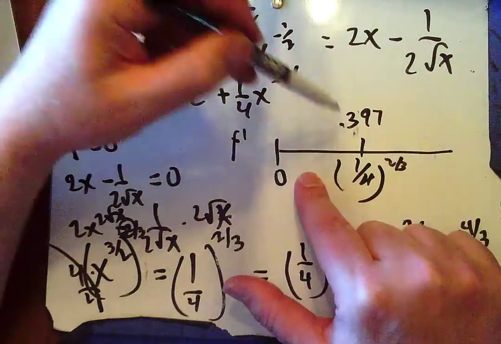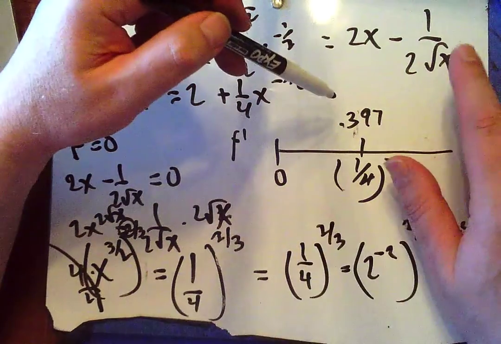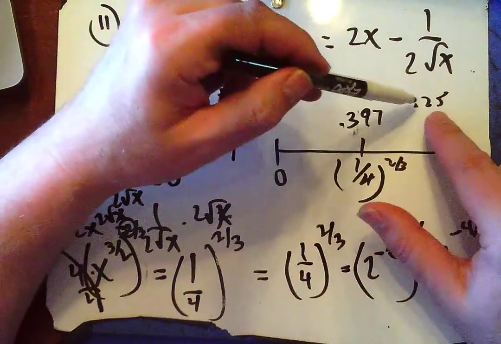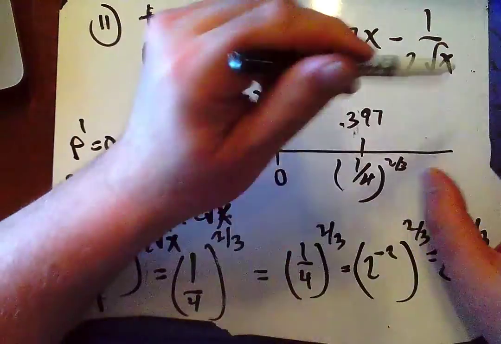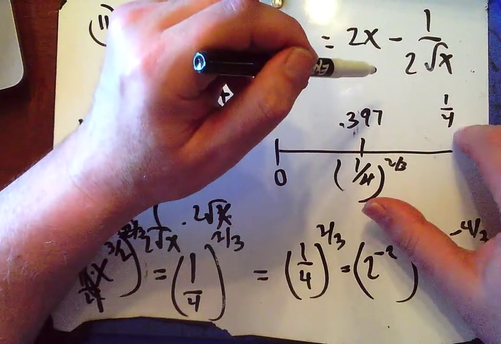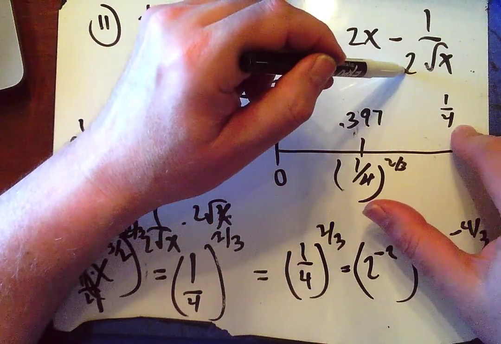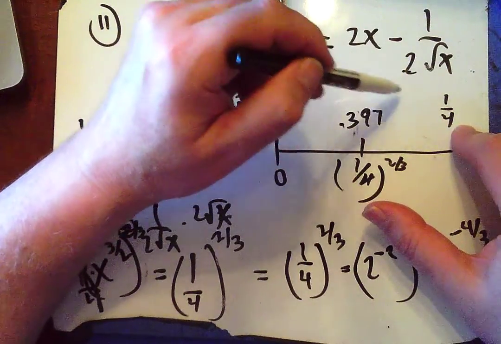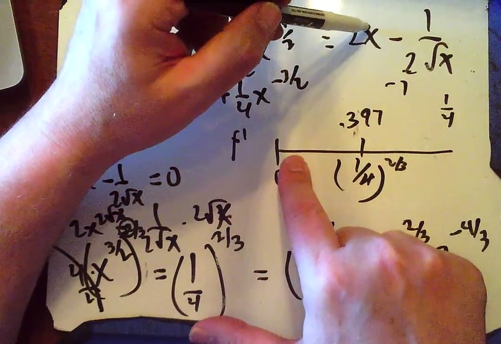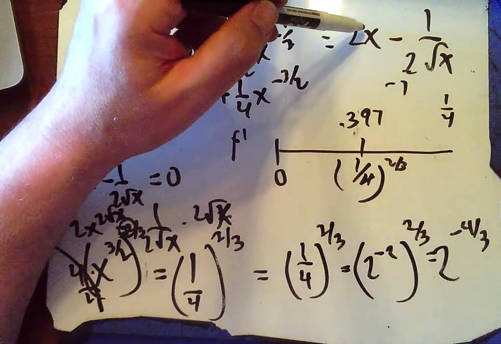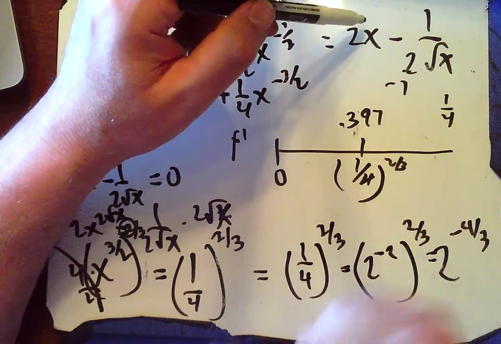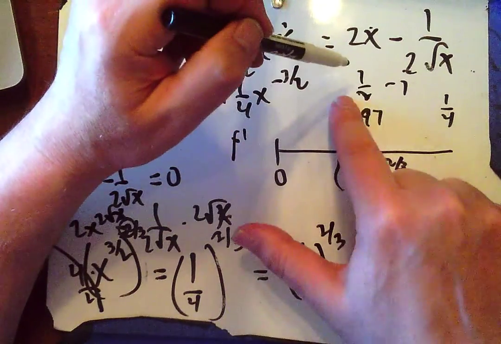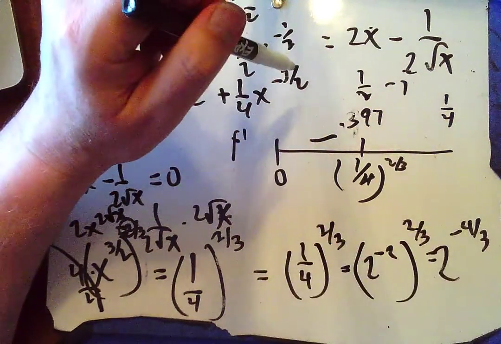So how about I plug in something like, what's an easy square root? 0.25, that's 1/4. Square root of 1/4 is 1/2. 1/2 times 2 is going to be 1. 1 over 1 is 1. So I've got minus 1. And then what was I plugging in here? I was plugging in 1/4. So 2 times 1/4 is 1/2. So 1/2 minus 1, that's definitely negative.